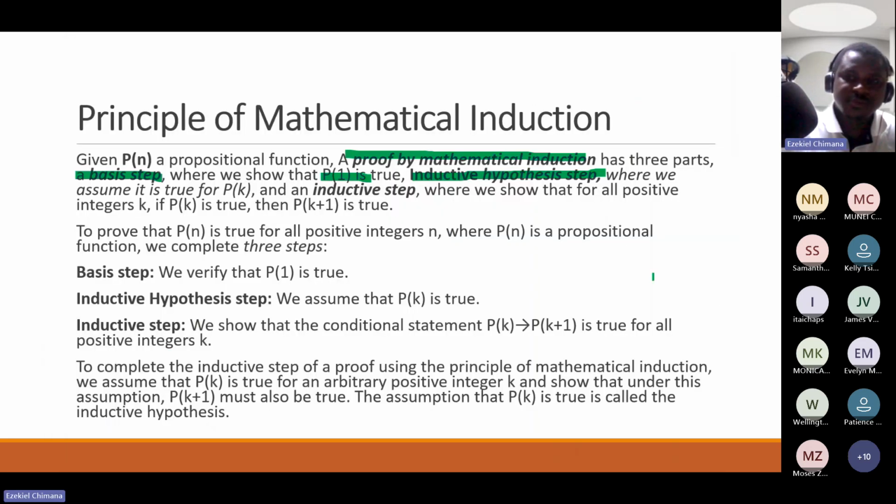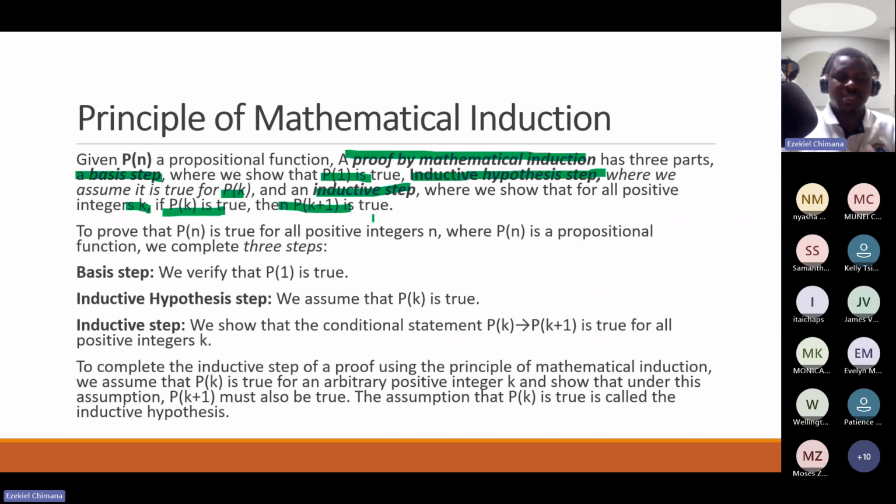And then the inductive hypothesis step, where we assume it is true for P(k), and then an inductive step where we show that for all positive integers k, if P(k) is true, then P(k plus 1) must also be true. Once you have done that, you know that you have done the principle of mathematical induction.